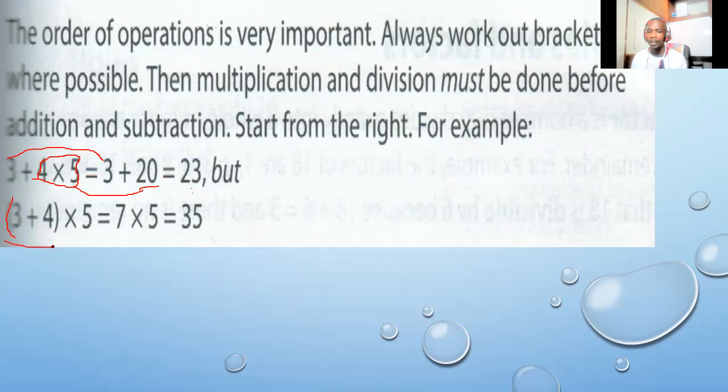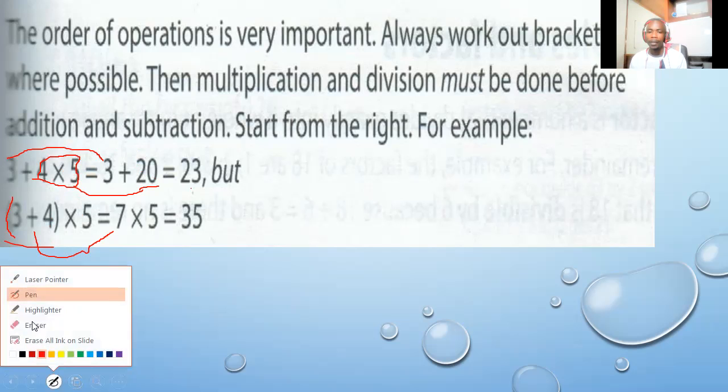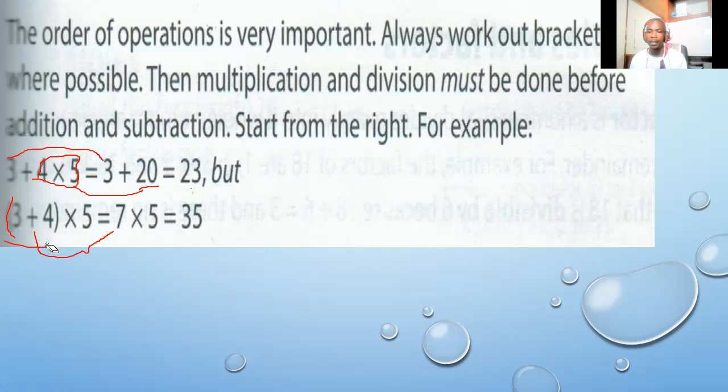But if we have got brackets, first work out what is inside the brackets. 3 plus 4, what do you get? 7. Then you are done, you remove the brackets. Now you write 7 times 5. And what do you get? 35. Can you see that? When we don't have brackets, the answer that we get is different from when we put brackets somewhere. So take note of that.